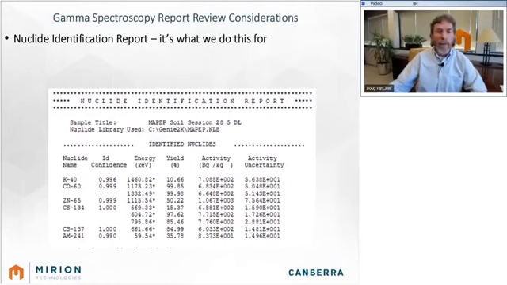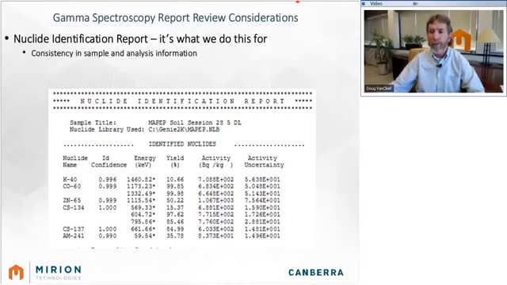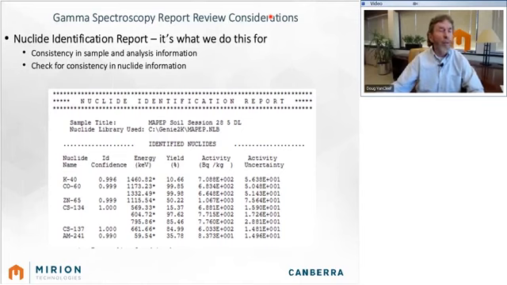On the nuclide identification report, which of course is what the final objective is, this is why we do gamma spectroscopy, to get our nuclide identification report along with activity results. We should again look for consistency in sample and analysis information. We should check for consistency in nuclide information. There are collections of nuclides which might seem mutually exclusive. For example, if we've got a solid sample with a bunch of particulate matter in it represented in our nuclide report, we might not expect to find a krypton-85 gas also showing up in our report.